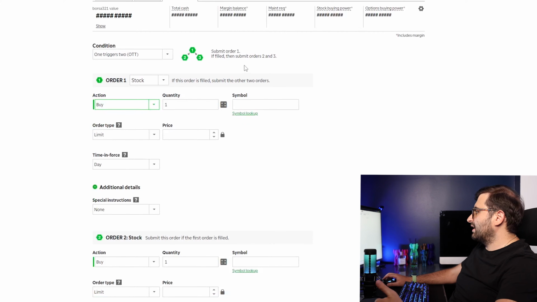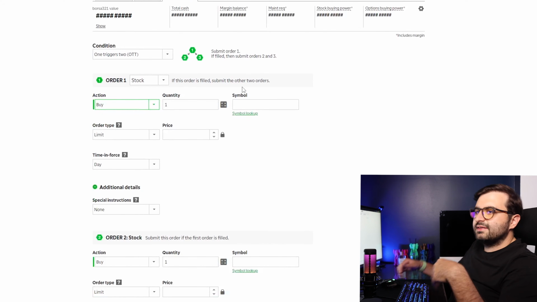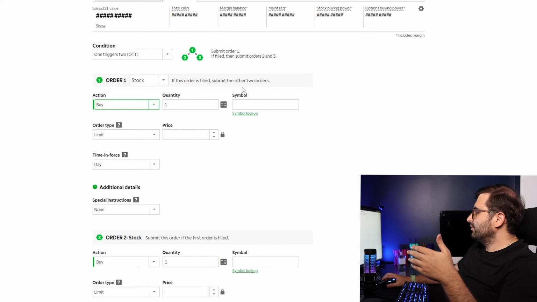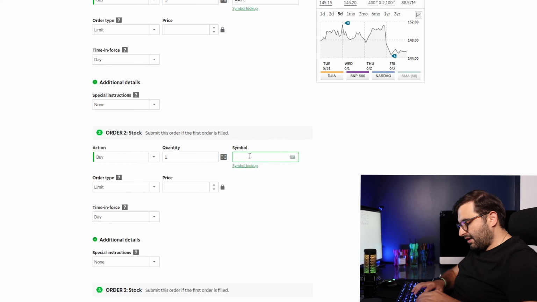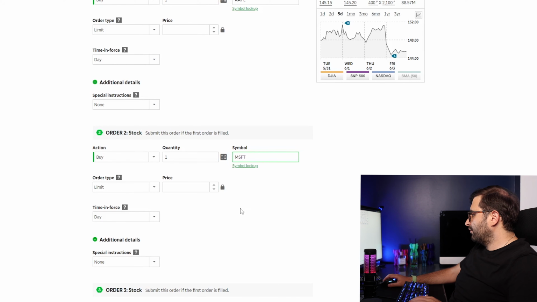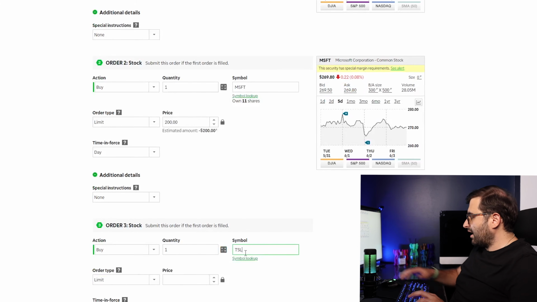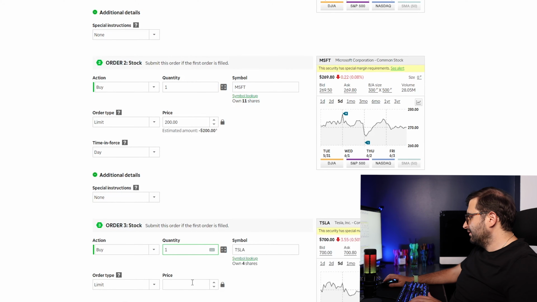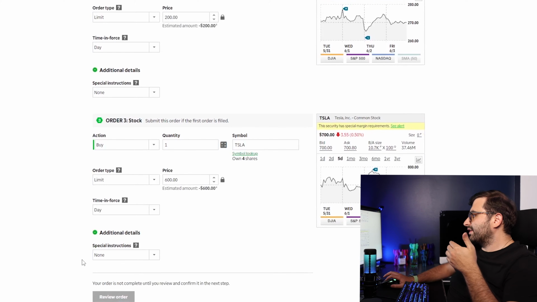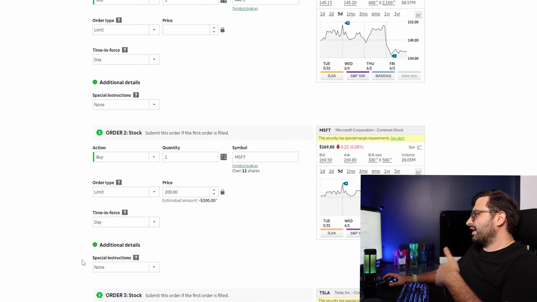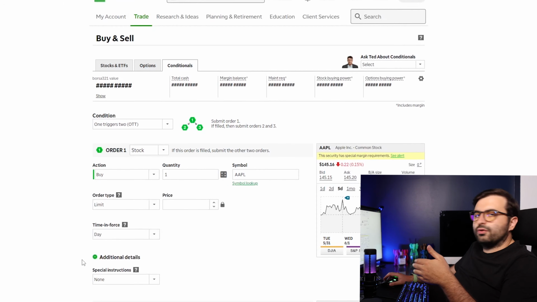If my first order got filled, my second and third orders will send to the market. So let's say if my Apple order got filled, I would like to buy Microsoft from the price that I want, let's say $200, and also I would like to buy one Tesla from $600. So it will submit those orders. Of course, you cannot know if it got filled or not, but you will submit your order.